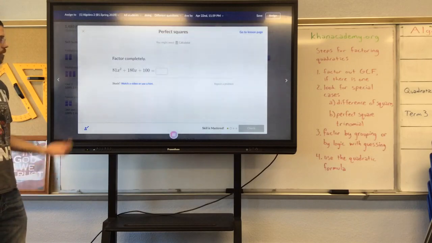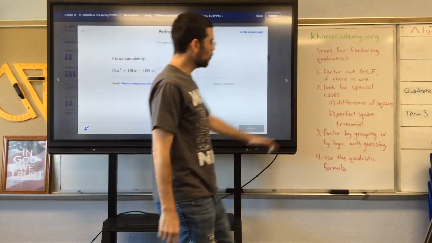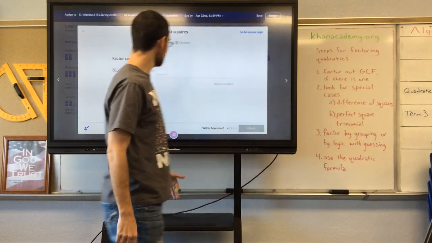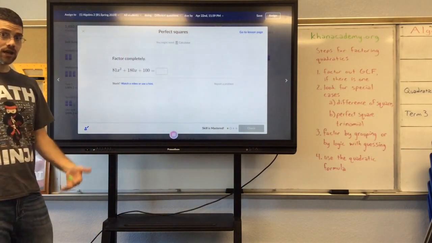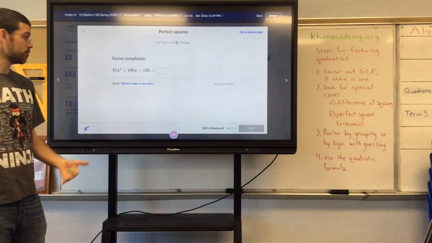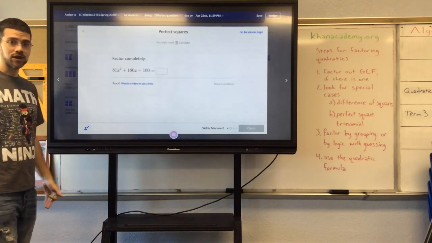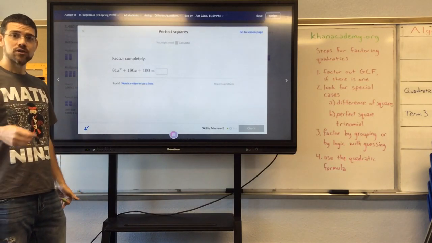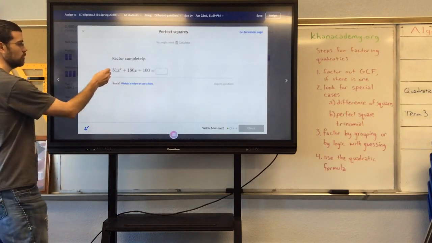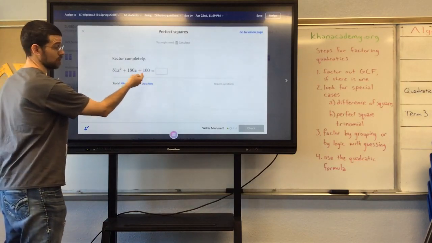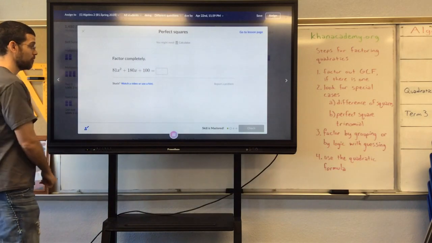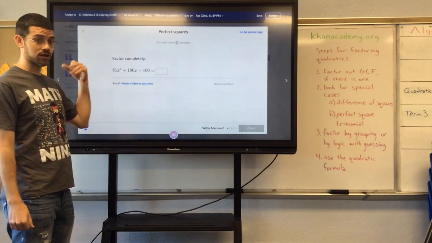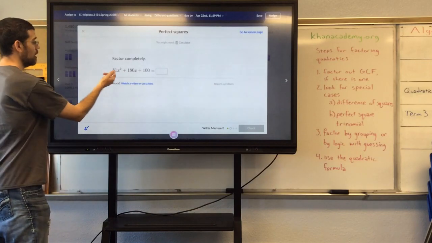Excellent. All right, first thing we look for, always, greatest common factor. So the first term's 81, that's 9 times 9, or it's 3 to the 4th, so all of the prime factors of 81 are 3's. So I'm looking at these other terms, and I know 100 isn't divisible by 3, so there's no greatest common factor here. Now I'm going to look, is this a perfect square trinomial?